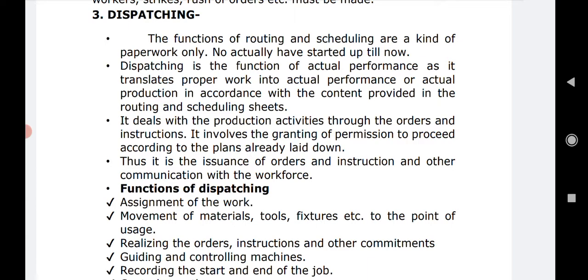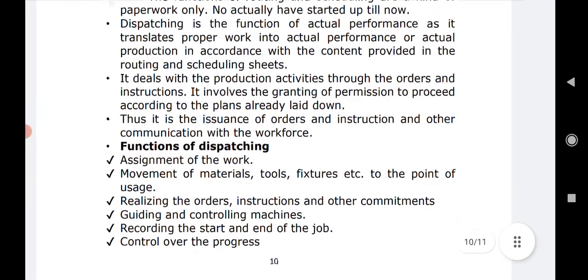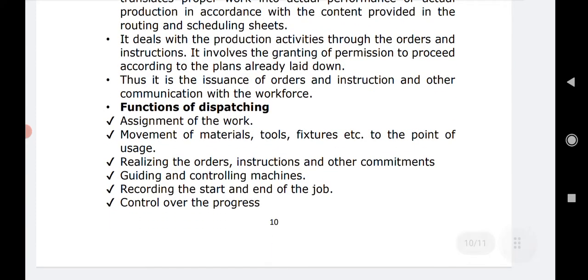So dispatching is the function of actual performance, as it translates proper work into actual performance, or actual production, in accordance with the content provided in the routing and scheduling sheets. It deals with the production activities through orders and instructions. It also involves granting permissions to proceed with any kind of work in the plans according to whatever has been laid down earlier, right? So it is a kind of issuance of orders.